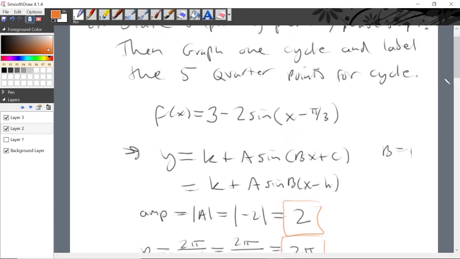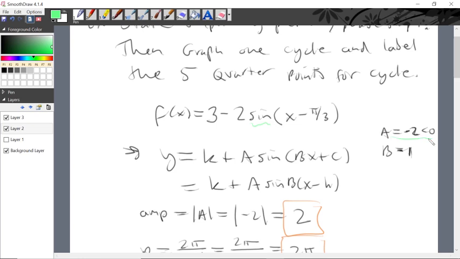Okay, now the shape of this wave right here, notice we have the value of a is negative 2, so a is less than 0. So we have a value of a that is less than 0, and we're dealing with a sine wave.